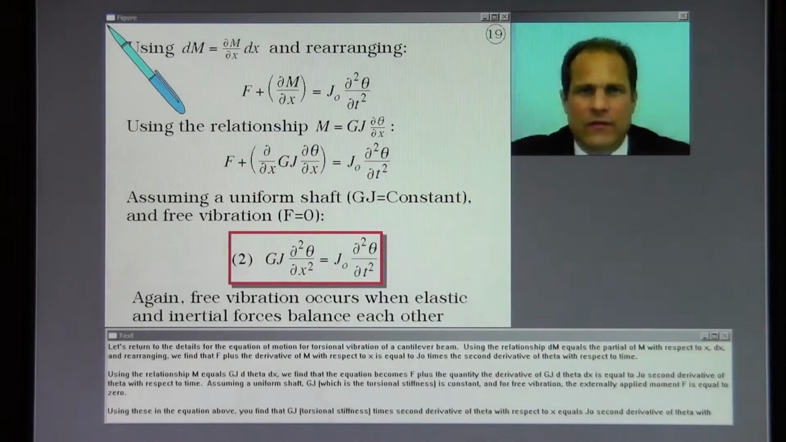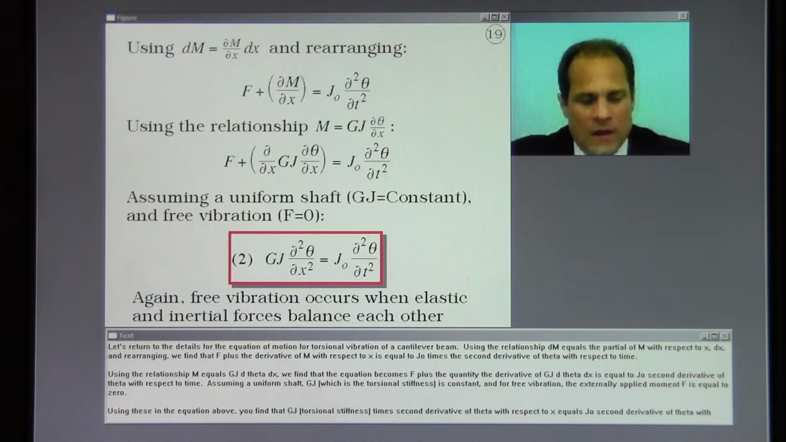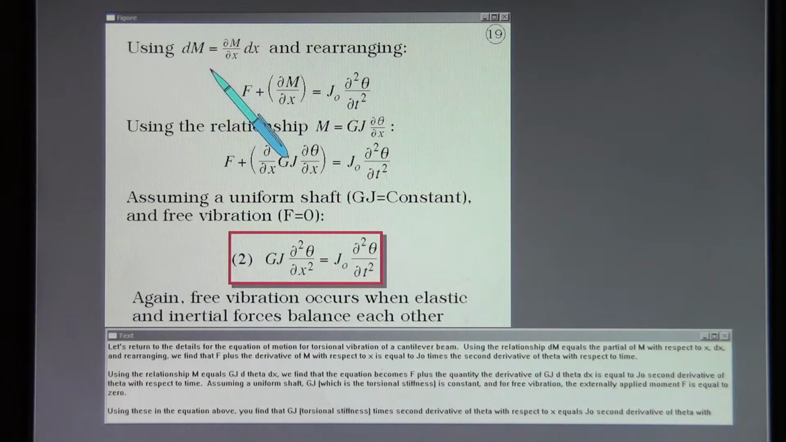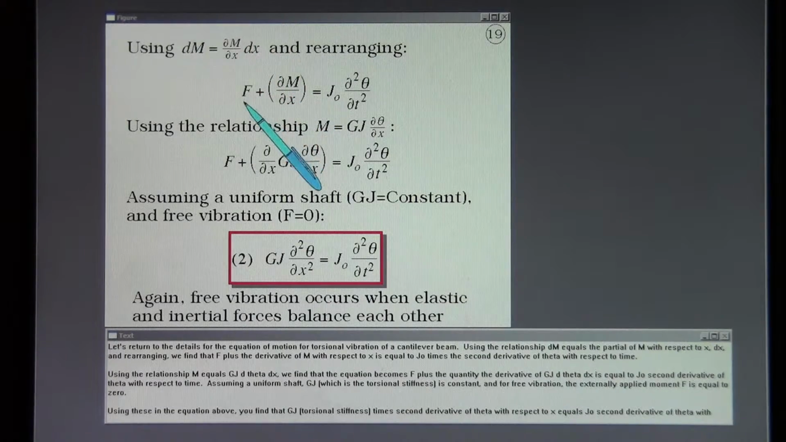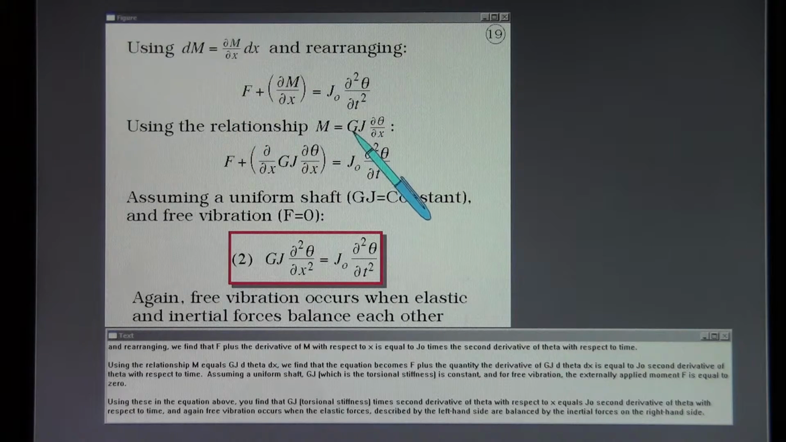Let's return to the details for the equation of motion for torsional vibration of the cantilever beam. Using the relationship dM equals the partial of M with respect to x dx, and rearranging, we find that f plus the derivative of M with respect to x is equal to J naught times the second derivative of theta with respect to time. Using the relationship M equals GJ dθ/dx, we find that the equation becomes f plus the derivative of GJ dθ/dx is equal to J naught times the second derivative of theta with respect to time.